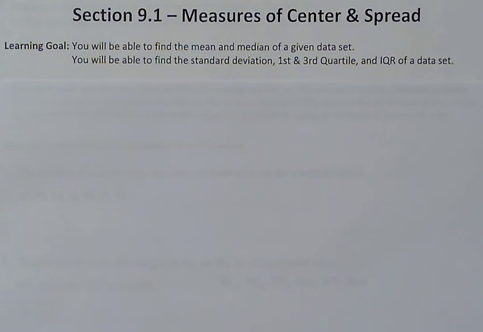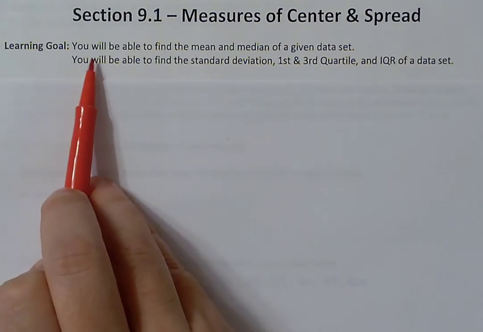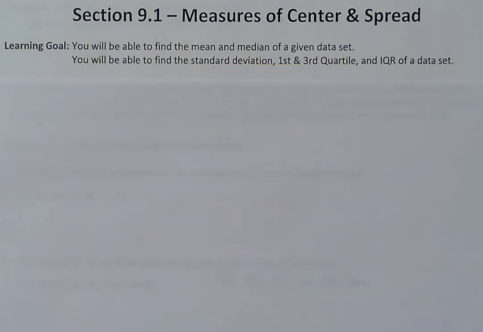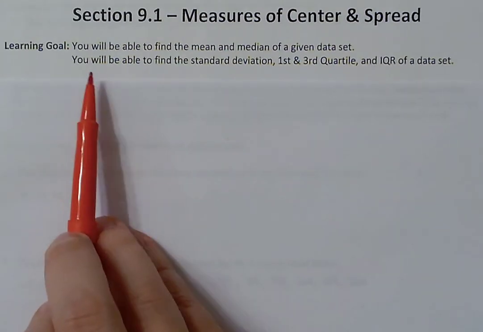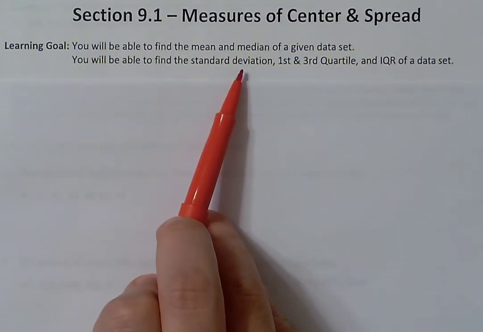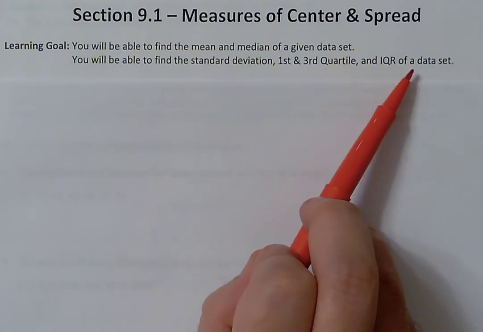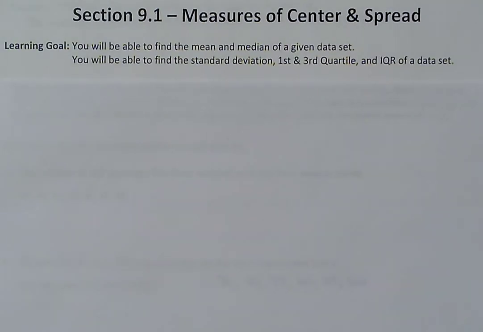Now, for today's lesson, we have two learning goals. Our first learning goal is that you will be able to find the mean and median of a given data set. So we're going to talk about what mean and median are and how to find them. And then also we'll talk about how to find the standard deviation, the first and third quartiles, and IQR of a data set. So we're going to take a look at what the first and third quartile mean, then how we can use that to find the IQR, and then lastly we'll finish up with standard deviation.